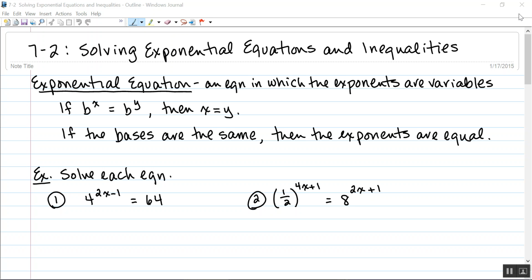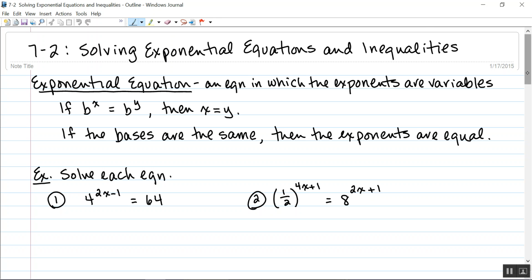Section 7.2 is on solving exponential equations and inequalities. An exponential equation is an equation in which the exponents are variables. Here's what it looks like. If b to the x equals b to the y, then x equals y. In other words, if the bases are the same, then the exponents are equal.